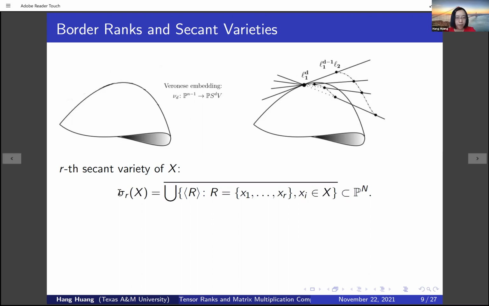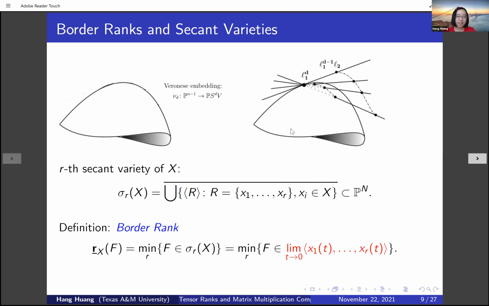So the rth secant variety of X is basically the closure of rank r points. You take r distinct points on X, and you take the linear span. I take the union of all possible linear spans, and then I take the Zariski closure. So this is what's called the rth secant variety of X, or the points that can be approximated arbitrarily close by rank r points.